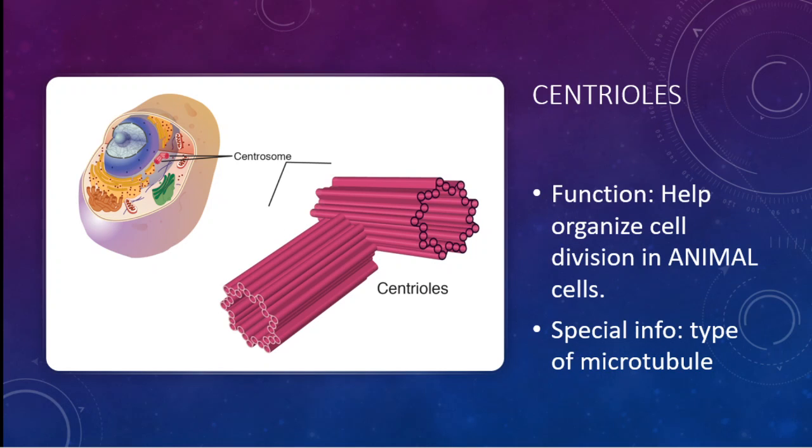Centrioles. Their function is to help organize cell division in animal cells, and you'll see that as we get into mitosis and meiosis later on. And the special information: it's a type of microtubule. So these are the centrioles. It looks like a tube within a tube, right? It's got an empty space in the center, and then it's got empty tubes here. So these are microtubules, but put them all together in a circle with a hollow in the middle. Those are centrioles, okay? These are in plants and animals.